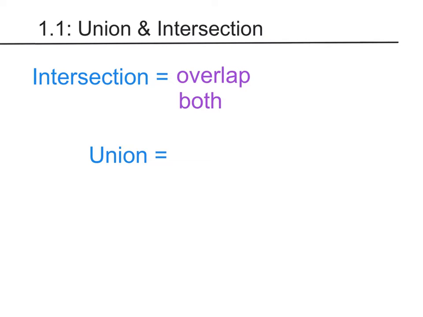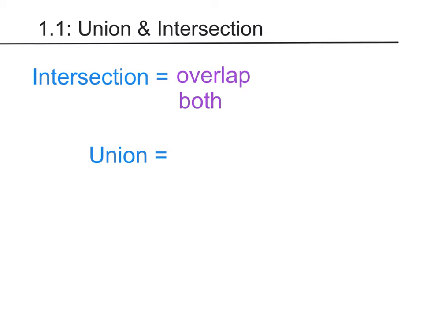Another way to look at intersection is to use the word both. If you have two statements, then the intersection is where both statements are true. If you have two sets of numbers, you are looking for the numbers that are in both sets. That's basically another way of saying the overlap.